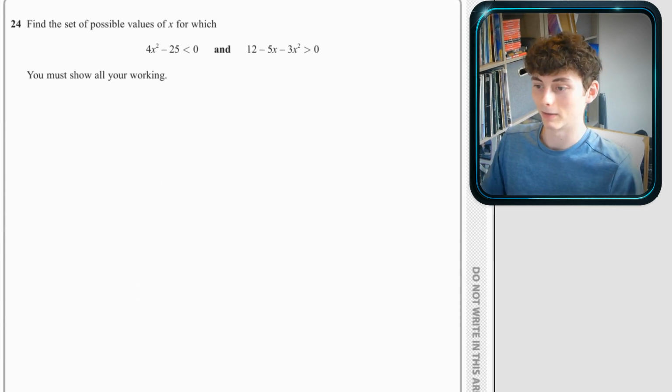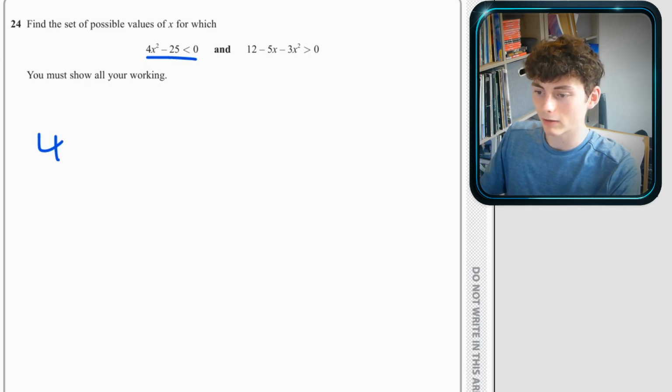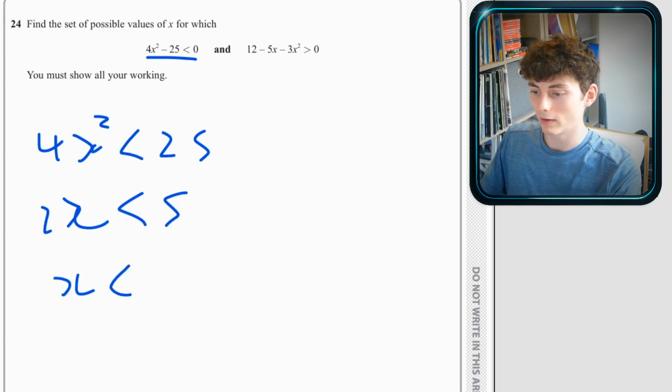I'm not expecting much from this, but we'll give it a go. So 4x squared minus 25 is less than 0, and 12 minus 5x minus 3x squared is greater than 0. Let's start with this one first because that seems a bit easier. Where is 4x squared minus 25 less than 0? We can rearrange that to 4x squared is less than 25. Then I would square root both of these, and you can get 2x is greater than 5. So where x is greater than 2.5. Okay, so that's the first one sorted.